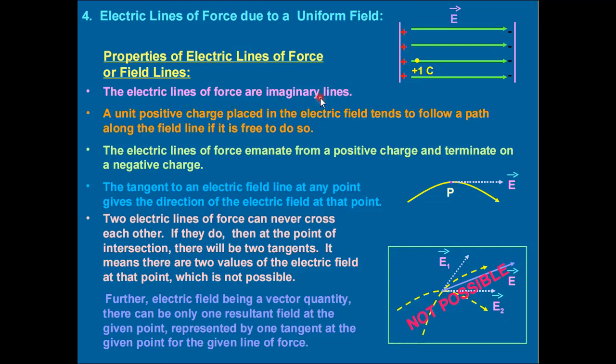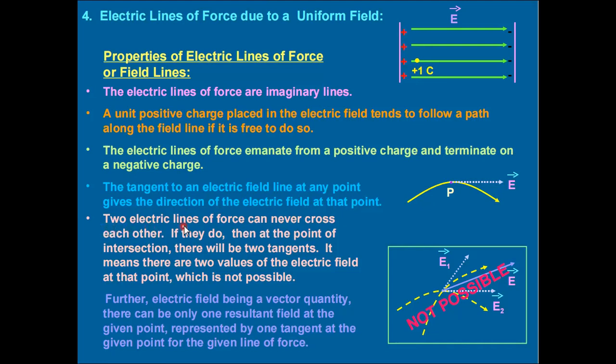are imaginary lines. The first property is, this is an imaginary line. A unit positive charge placed in the electric field tends to follow a path along the field line if it is free to do so. The electric lines of force emerge from a positive charge and terminate on a negative charge. Remember it. We have shown it in the figure. The tangent to an electric field line at any point gives the direction of the electric field at that point.